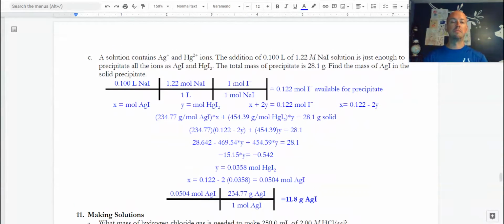This is one where we're really getting into a little bit more of a challenge. We've got a solution of silver and mercury. When we add sodium iodide, it is enough to precipitate all of the ions as silver and mercury iodide.